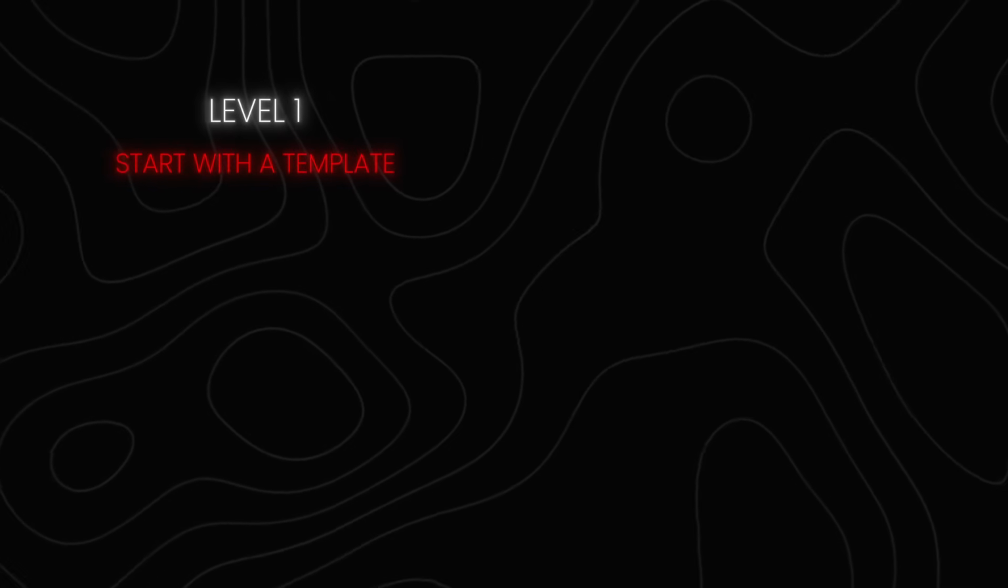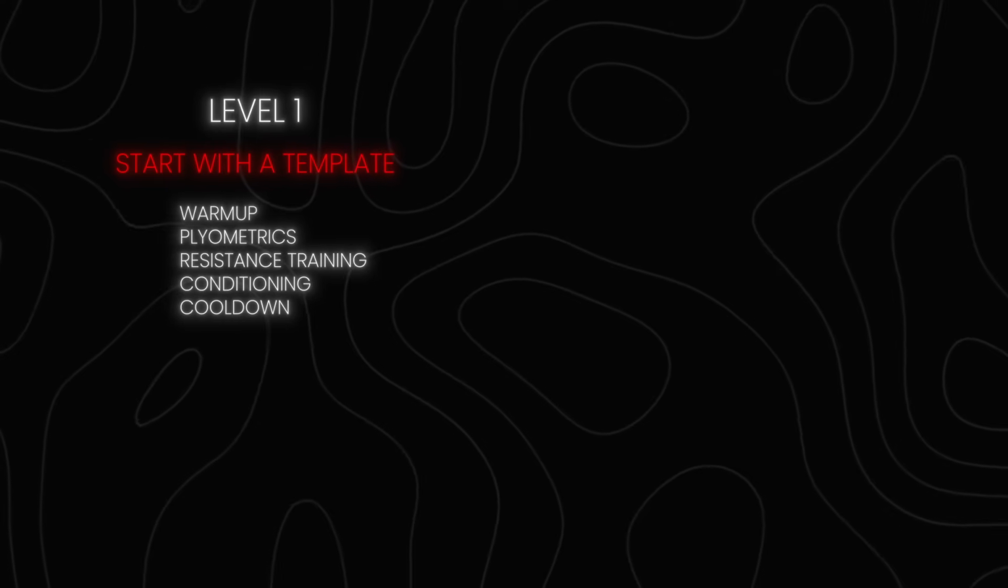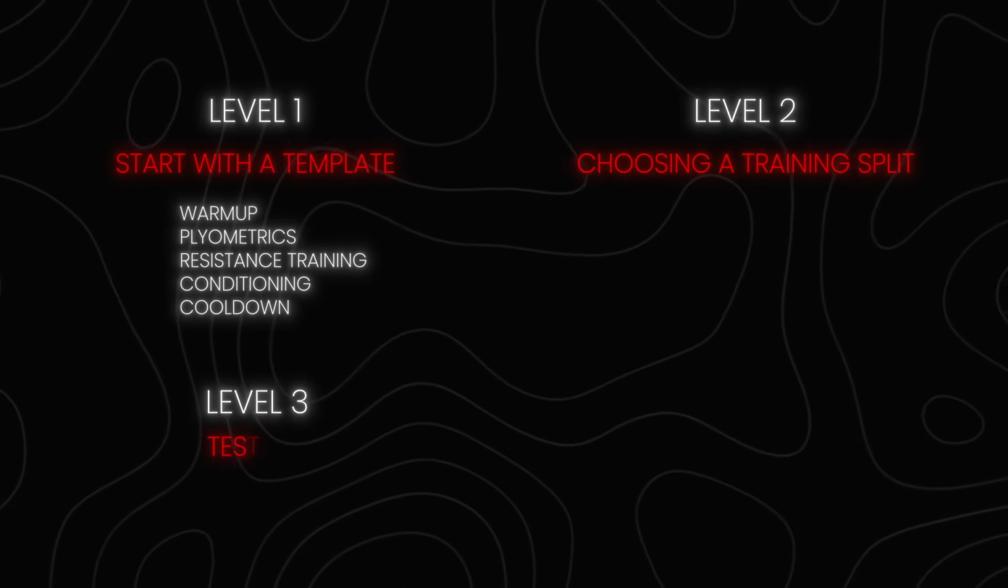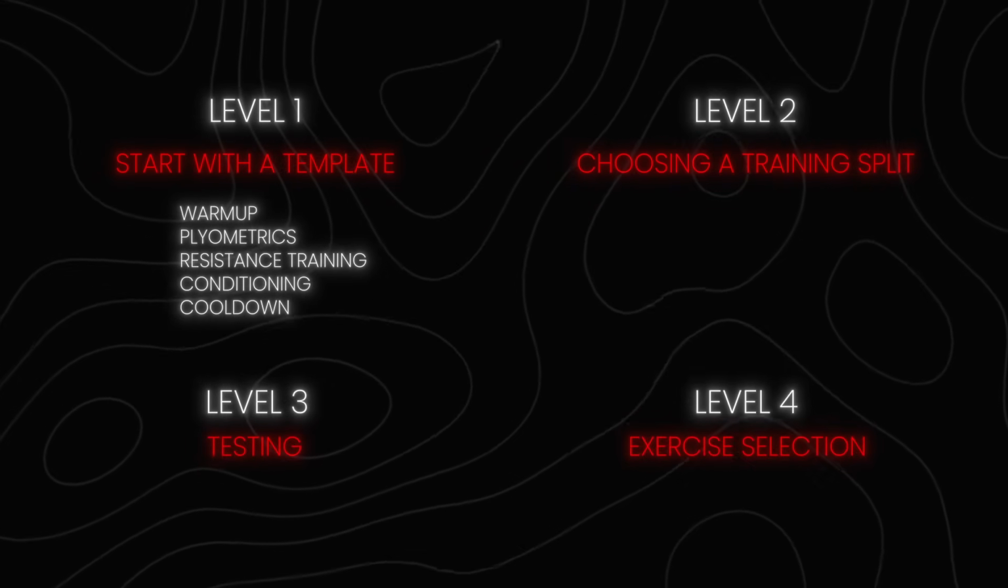So to recap, we started with a template and a training session structure: warm-up, plyometrics, resistance training, conditioning, and then cool down. And then we chose a training split. After that, we chose tests based on the athlete's goals, and then finally we programmed exercises to move the athlete toward those goals. If you think about your athlete's individual goals and you use these steps, you can write an effective program for any athlete that comes to you.